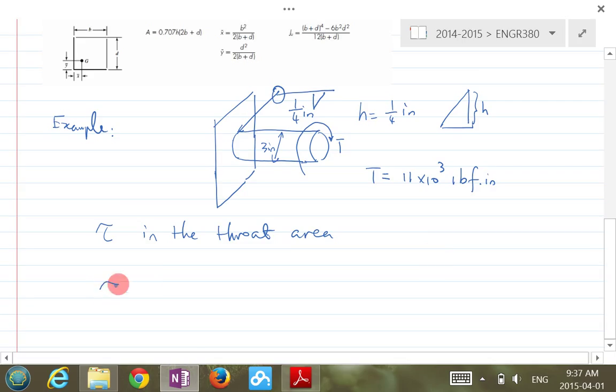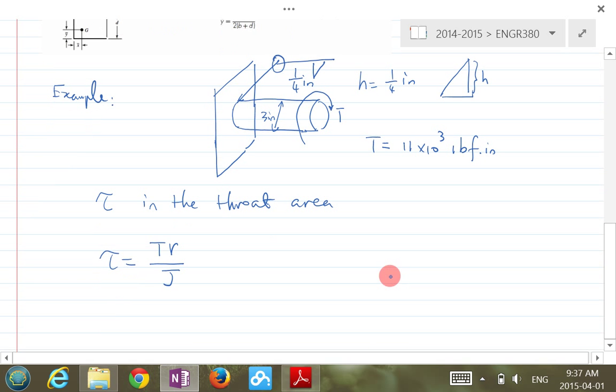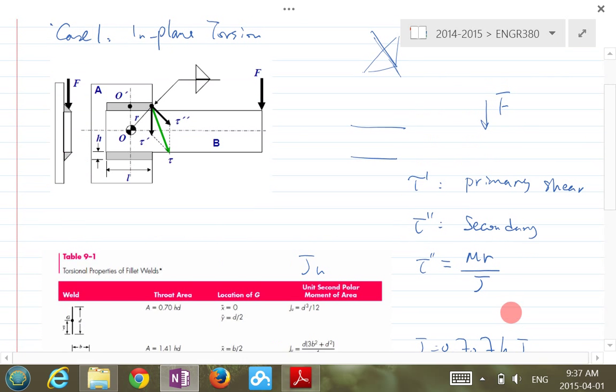This one is actually pretty simple because tau is basically equal to TR over J. So TR over J. I didn't use the M here. You have to shift your perspective a little, because when I wrote my secondary at here for this case, I used M, so F times the distance is M. M and T are both basically a moment or torque, right? They are both causing a rotation.